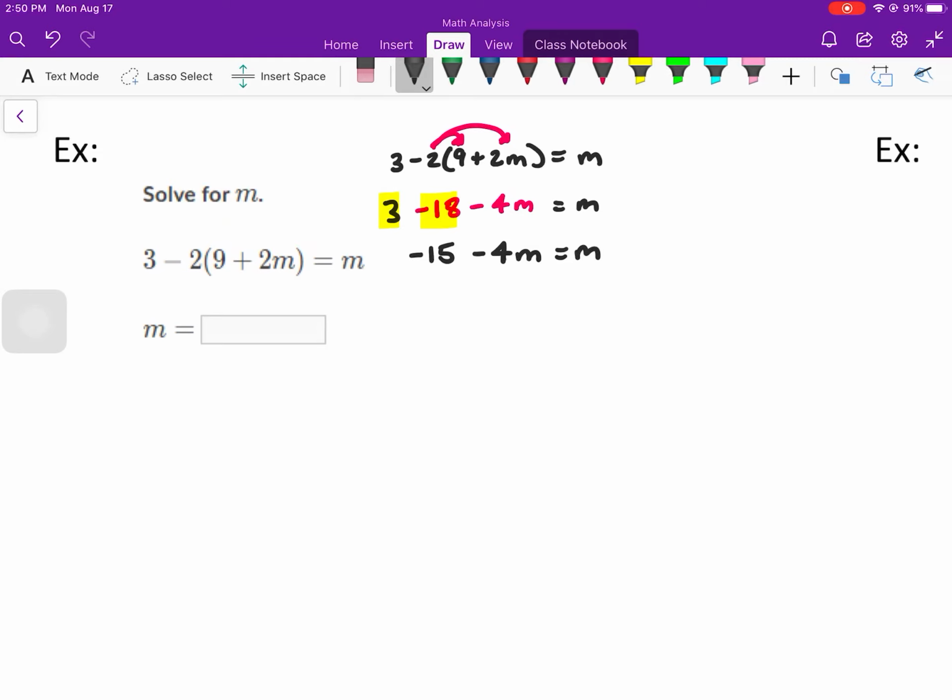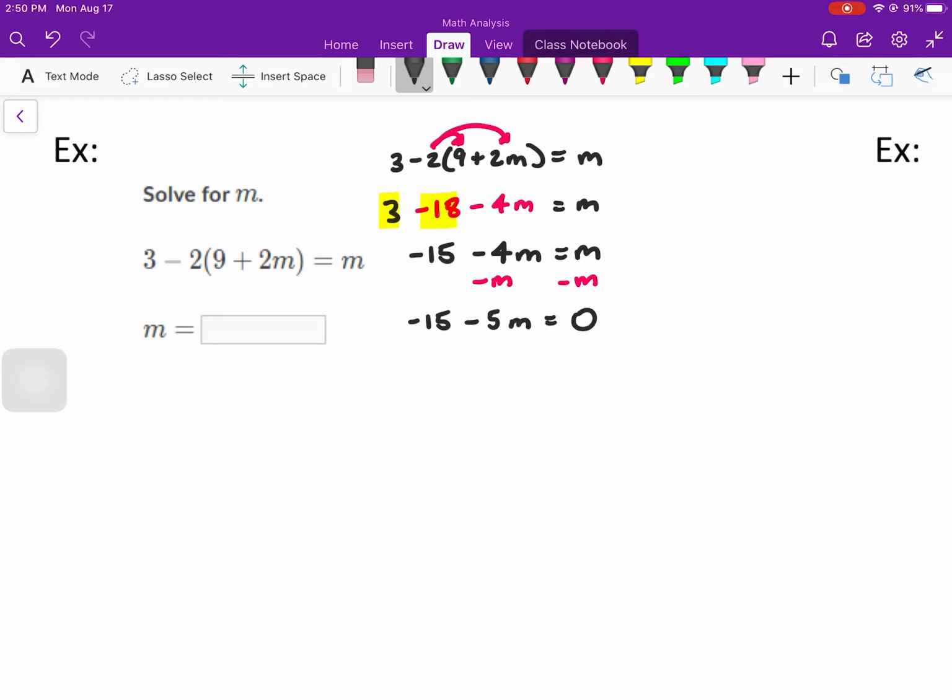And I told you guys to make a habit to move this to the left side. So we're going to do that, even though it would be easier just to add 4m to the other side for once. This is actually the easier way. But I'm going to show you just the way we've been doing, just to be consistent. So I'm going to subtract this m over here, because I want all my variables on the left. I told you guys make a habit of that.